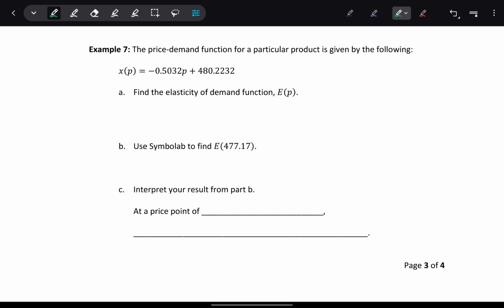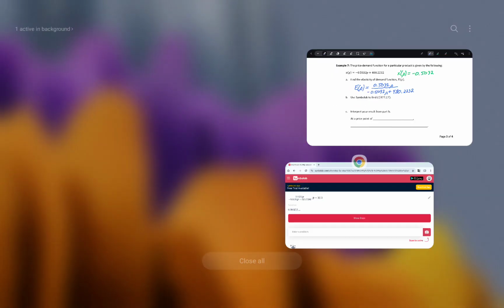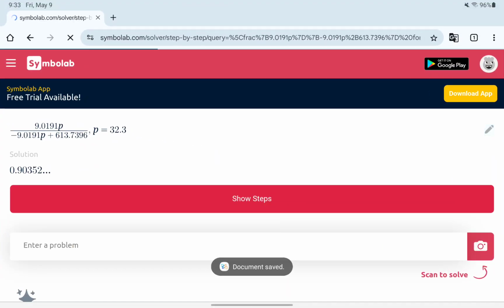In example 7, we want to repeat the same process. First, we need to find x prime of p, which in this case will be negative 0.5032, meaning our elasticity function will be 0.5032 times p divided by the original function. Then we want to calculate E of 477.17.